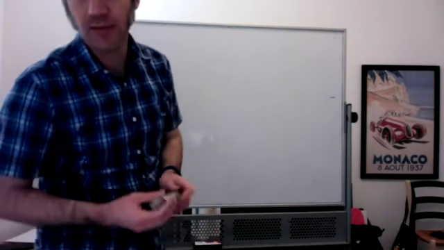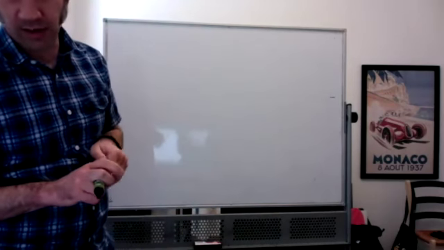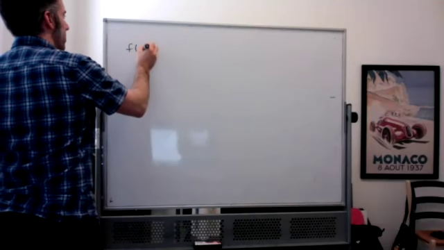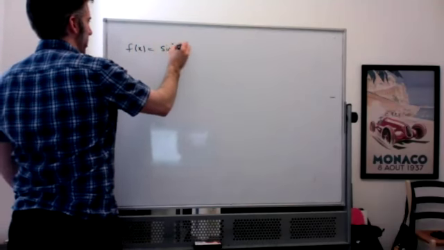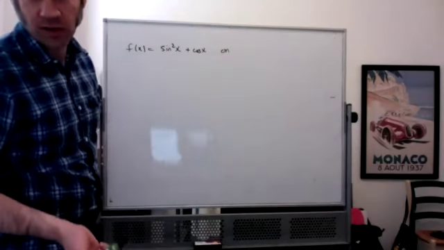Problem 13. Find the absolute extrema. This is similar to a problem that Lauren asked, but not quite the same. Find the absolute extrema of f of x equal to sine squared x plus cosine x on the interval from 0 to 3 pi over 2.